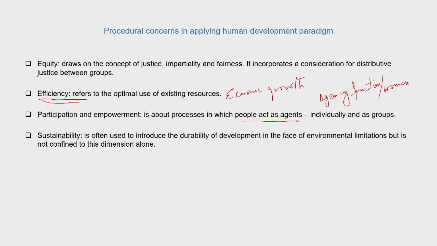The final point that Mehboob ul Haq was making was with regard to sustainability, which is often used to introduce the durability of development in the face of environmental limitations, but it is not just confined to environmental limitations. Sustainability is also a concept used in the context of social, political and cultural limitations. How socially sustainable a development policy will be, how culturally sustainable it will be, is also of importance here. So, these four principles are not exhaustive, and there are various other approaches.